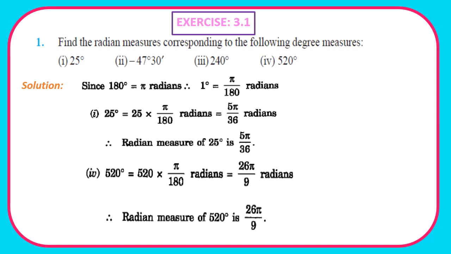So first we have 25 degree. Since 1 degree is equal to pi upon 180, 25 degree will be equal to, simply multiply 25 by pi upon 180. So it will be 5 pi upon 36 radians. So you can say that the radian measure of 25 degree is 5 pi upon 36. And the fourth one we have 520 degree. So simple, 520 multiplied by pi upon 180. On simplification you will get this equal to 26 pi upon 9 radian. So the radian measure of 520 degree is 26 pi upon 9 radians. Clear? So pause and note down the solution.